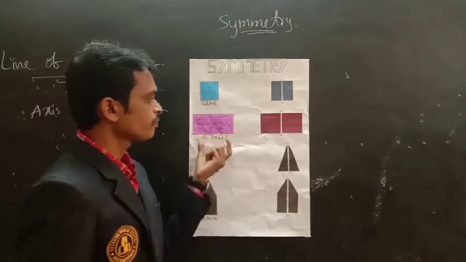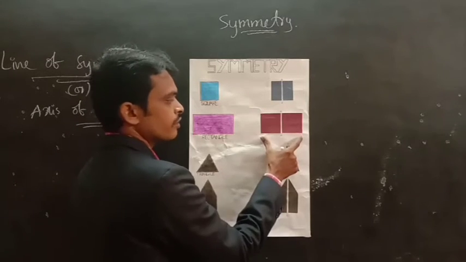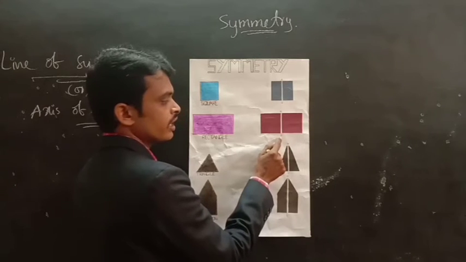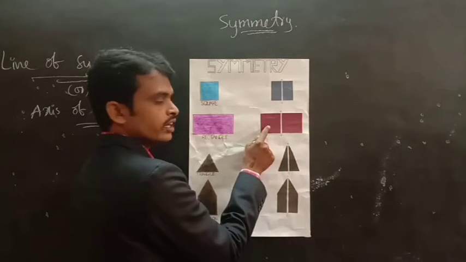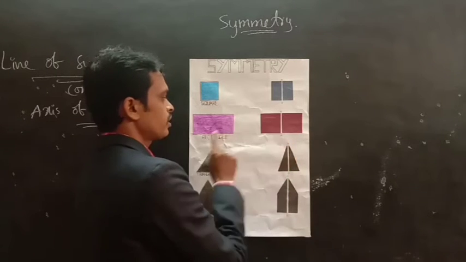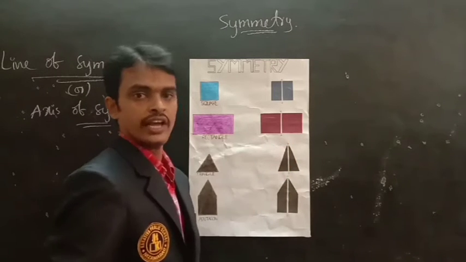Here, rectangle. This rectangle is also divided into two parts along the dotted line. Then one of the parts is exactly matched with the other part. Then the rectangle has a line of symmetry.